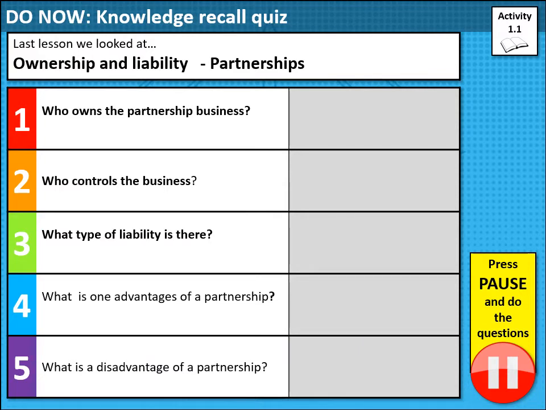Yesterday, or whenever you last looked at lesson 3, we looked at partnerships. So who owns a partnership business? Who controls a business? What type of liability is there? What is one advantage of a partnership, and what is a disadvantage of a partnership? So I'd like you to press pause and try and answer those questions. If you can't remember, have a look at your notes from the workbook or the last partnership PowerPoint.